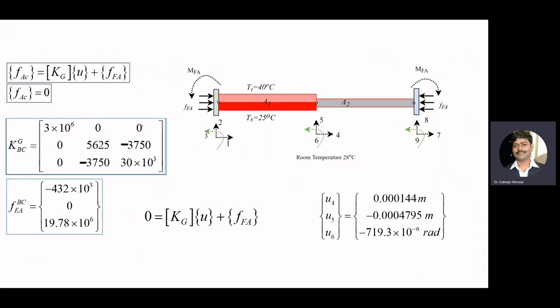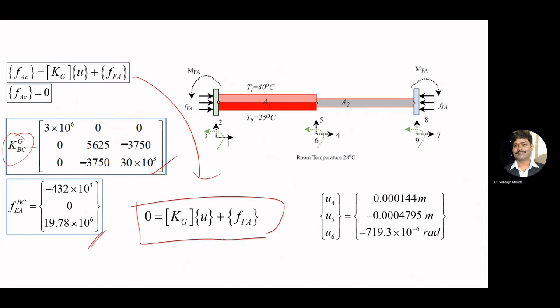Okay. We solve this problem. So here we'll have the stiffness matrix after applying the boundary conditions with the force vector after applying the boundary conditions. So here we are going to solve this equation, and you will observe the displacement quantities are U4, U5, and U6. Okay, U4, U5, and U6.